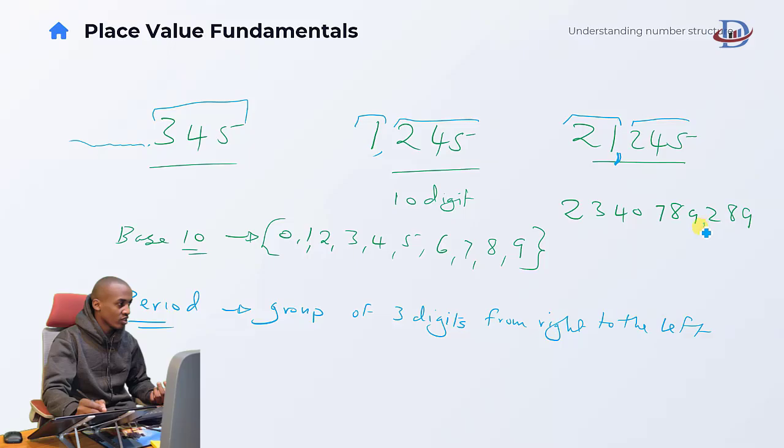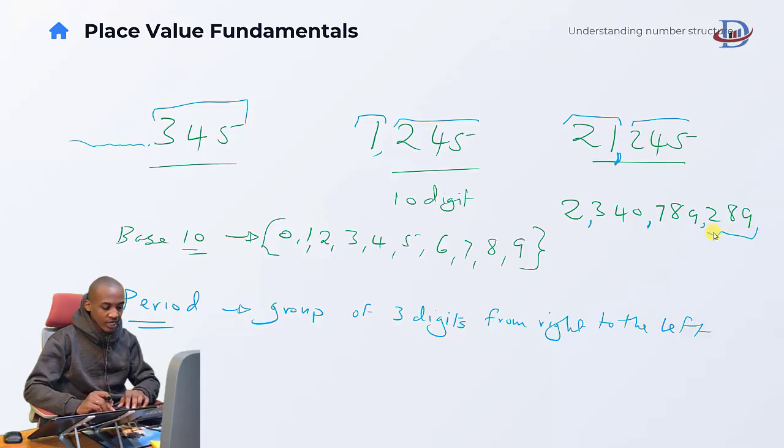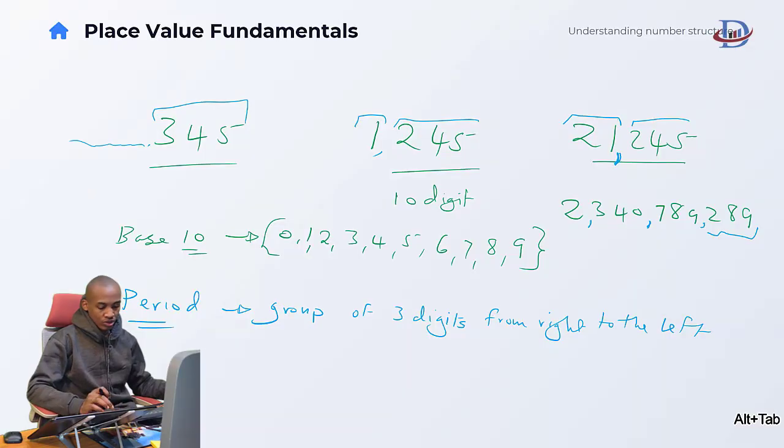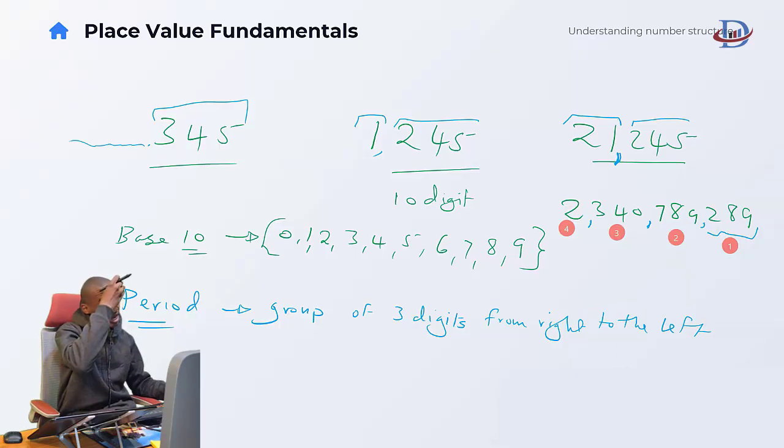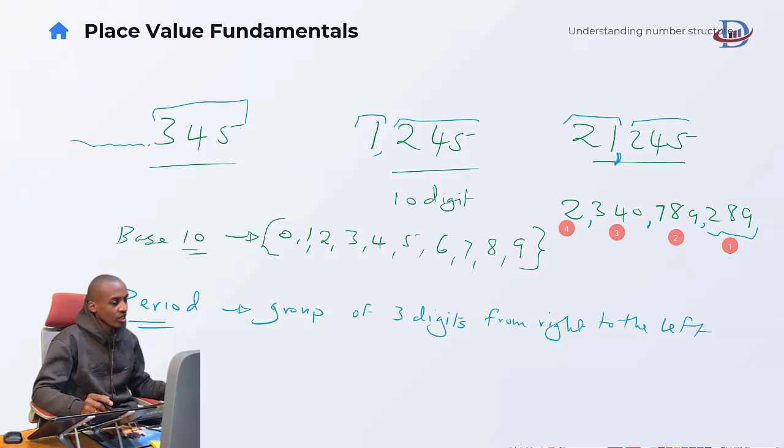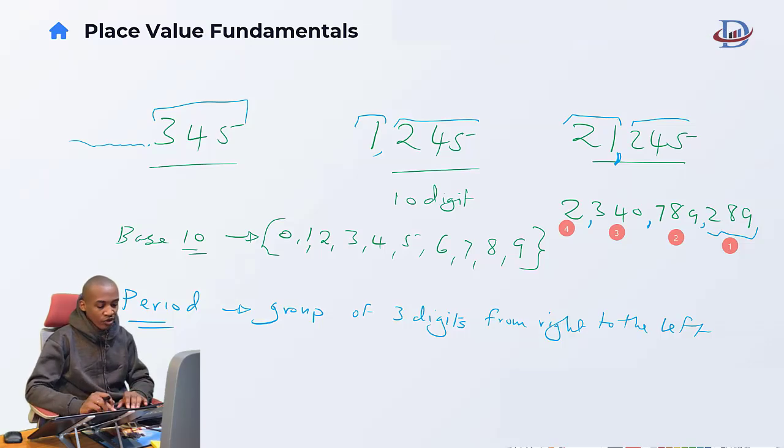This is the first one, comma, 1, 2, 3. This is the second one, 1, 2, 3. This is the 1, 2, 3, 4. So we have 4 periods. Here we have the first one. So you can just see from there that we have the first one, the second, the third, and also the fourth period.